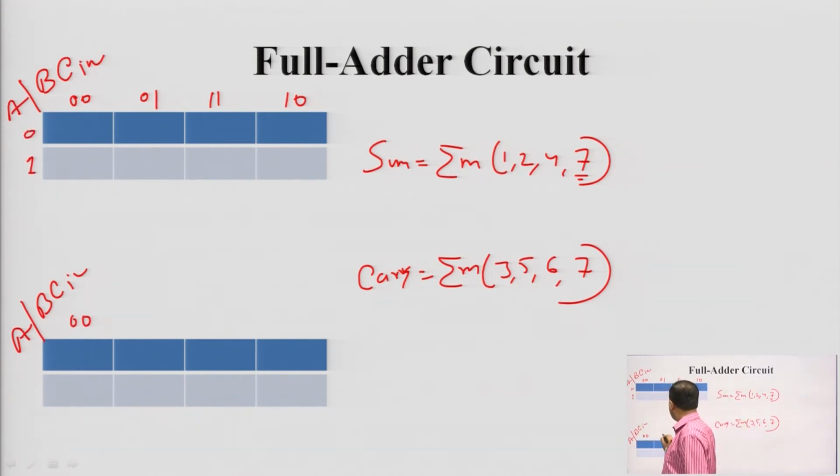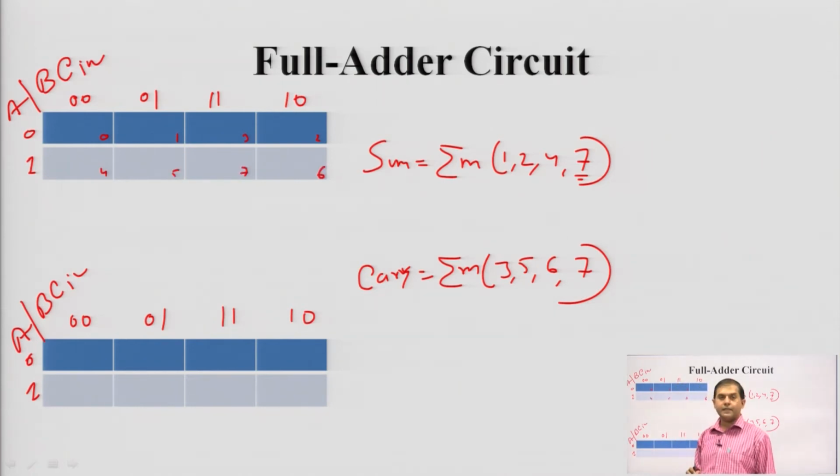Similarly, this is 00, 01, 11 and 10, and this is 0 and 1. So the numbering will be 0 1 3 2 4 5 7 6. We have already discussed this Gray code numbering pattern in previous lectures. You can follow that. Now, again the numbering is 0 1 3 2 4 5 7 and 6.